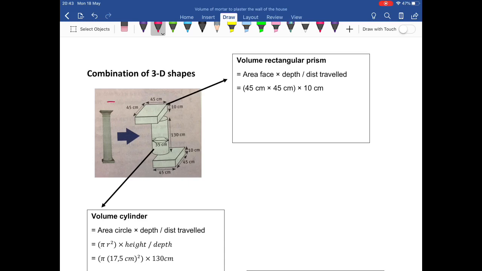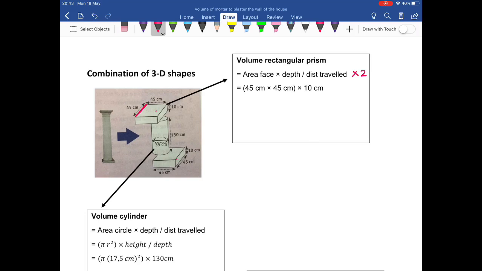Example 6 shows this pillar needs to be created from cement or concrete, and it's also a complex figure. So just like the area of the house was a complex figure, we're going to break this into the top and the bottom, which are exactly the same, and then the center piece is a cylinder. So let's have a look at that. We have a rectangular prism at the top and a rectangular prism at the bottom. So we know we're going to multiply this by 2 because there are 2 of them.